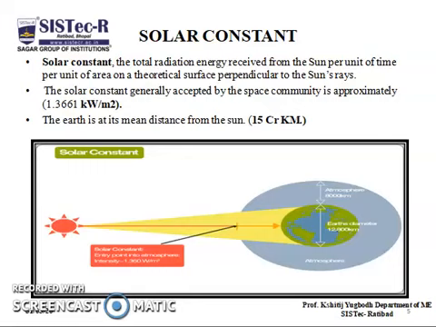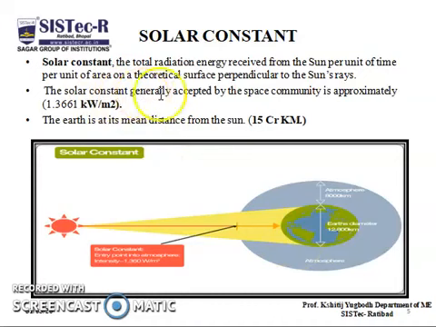Now, we'll try to understand the basic terms of solar radiation. The first term is solar constant. So what is solar constant? The solar constant is the total radiation energy received from the sun per unit of time, per unit of area on a theoretical surface perpendicular to the sun rays. So whatever radiation we get perpendicular to the sun rays on the earth, that radiation energy is known as solar constant.